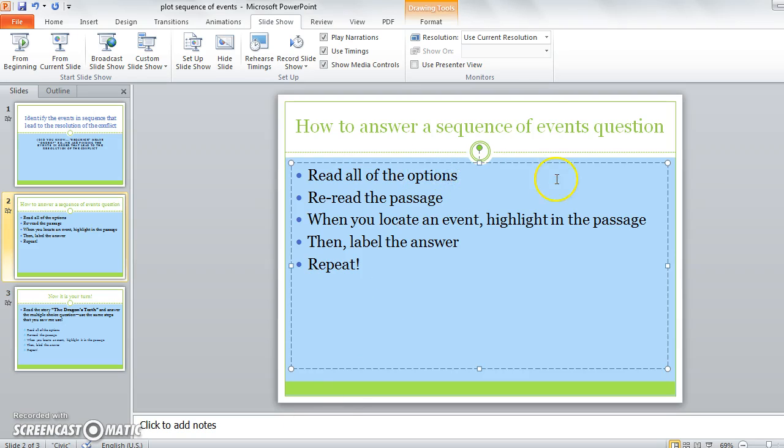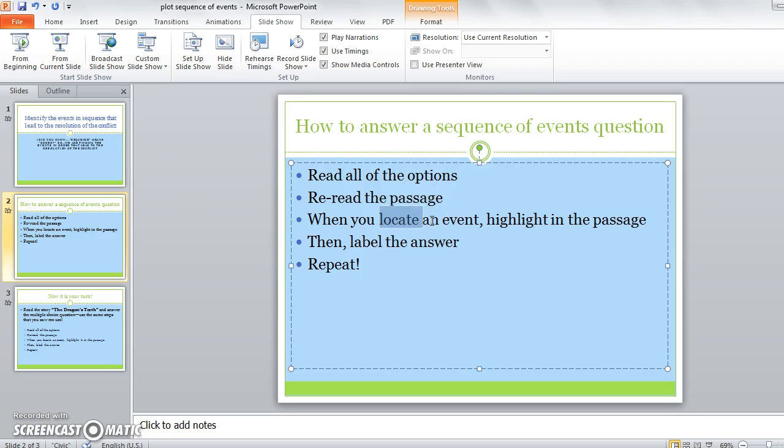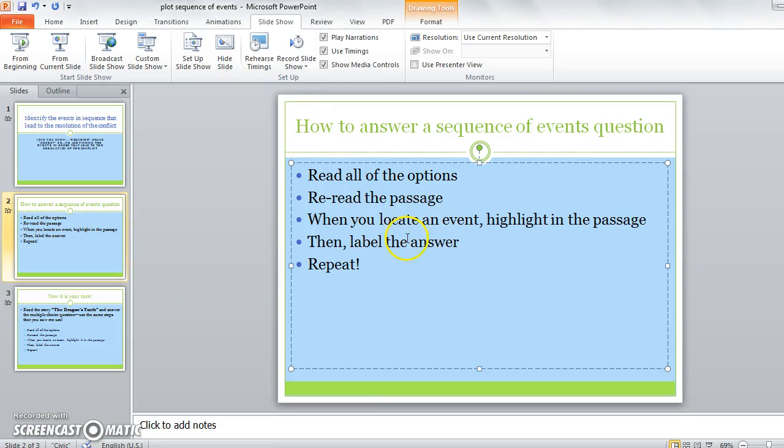First, you can read all of the options. Of course, we need to read all of the options first, the answers, so we can think, okay, what are we looking for in the text? Then we need to go back and reread the passage. As you're rereading the passage, you try to locate the event. When you locate, for example, the girl tells soldiers that they would give them the magic axe, you'll think, oh, okay, well that happened, and this was first, or this was second. You highlight it in the passage. Then you label the answer. Finally, you'll repeat these steps until you find all of the answers.